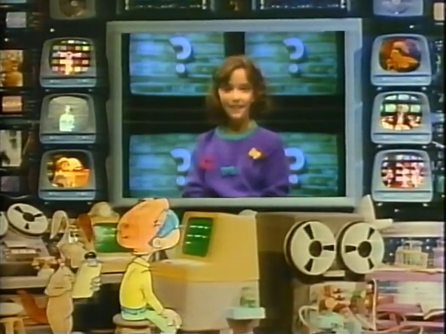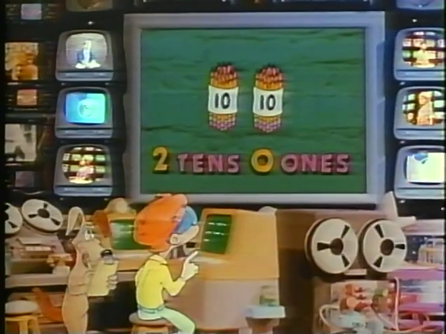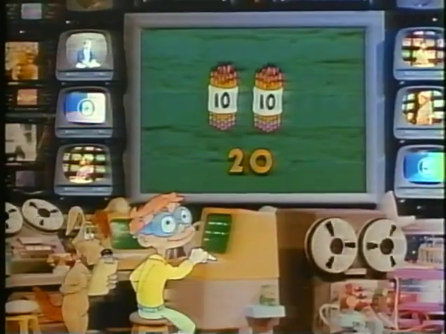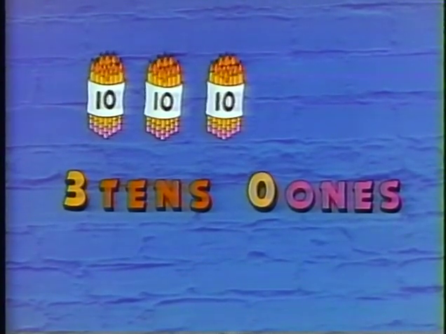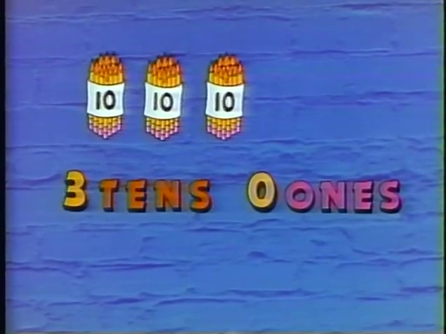There aren't any ones. In the number 20, there are 2 tens and 0 ones. So the double-digit numeral 20 uses the numeral 2 to stand for the number of tens, and the numeral 0 to stand for the number of ones. 2 tens and 0 ones. 20. If we add another bundle of 10 pencils, that would make 3 bundles of 10, or 3 tens and 0 ones. And we call that number 30.